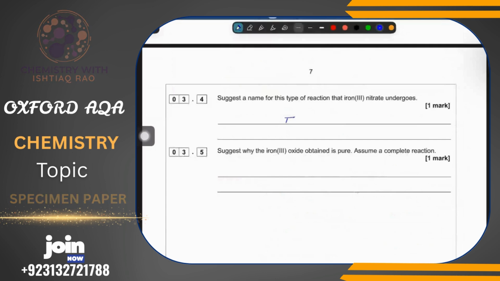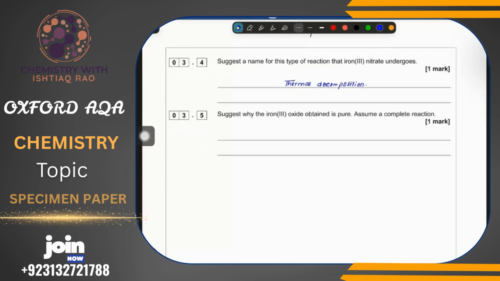Right. We can also decompose a compound by means of electricity, which is called electrolysis. But that's not this type of reaction, yeah? Break down the compound, electrical decomposition or something. Yeah, exactly.